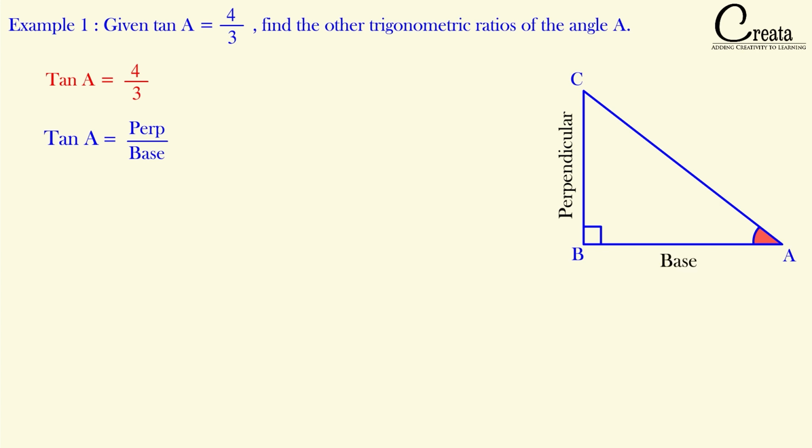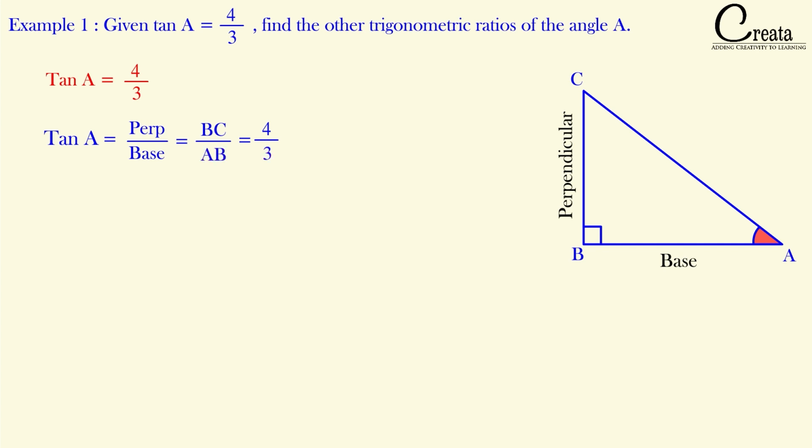And why AB is the base? Base is the side which is between the trigonometric angle and the 90-degree angle. So here AB is the base. So we got tan A is equal to BC upon AB, which is given as 4 upon 3. By looking at this equation, we cannot say, note that we cannot say BC is equal to 4 and AB is equal to 3. We cannot say this.